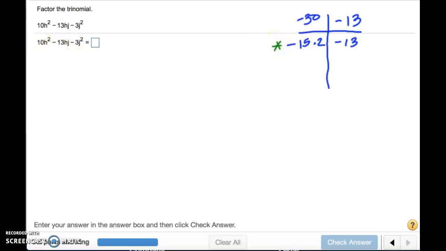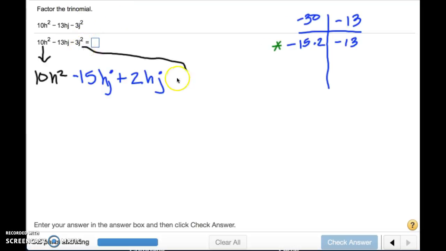Again, I'm going to copy down the 10h squared. And then I'm going to use negative 15 from over here. And this middle one is hj. So I need to put both of those letters here. And then I'm going to get positive 2hj. And then I bring down my minus 3j squared.